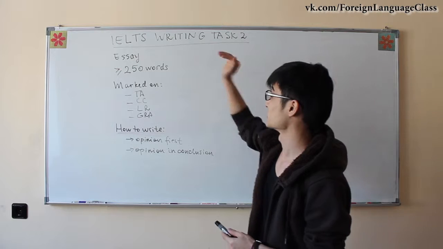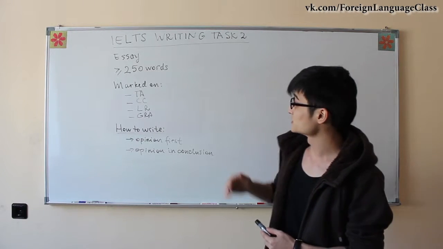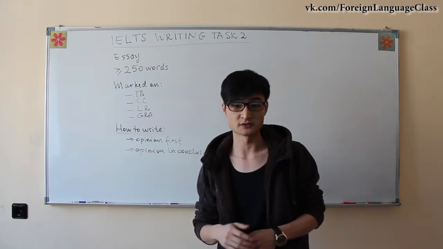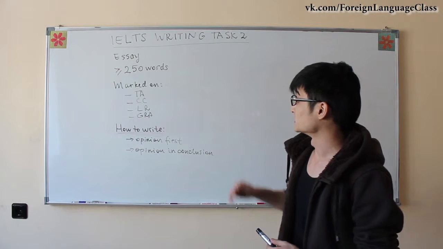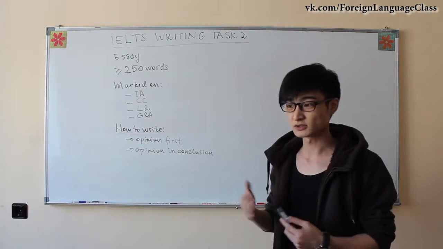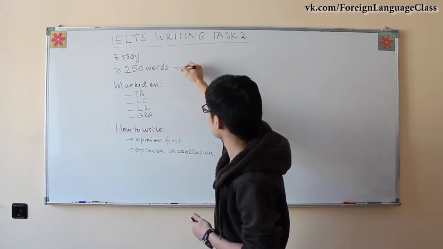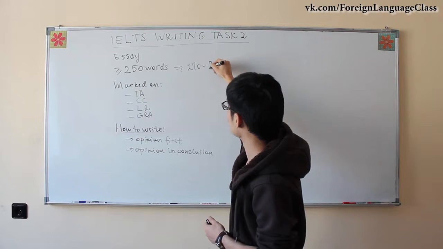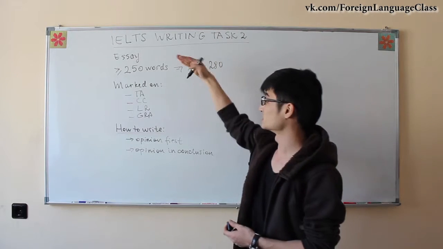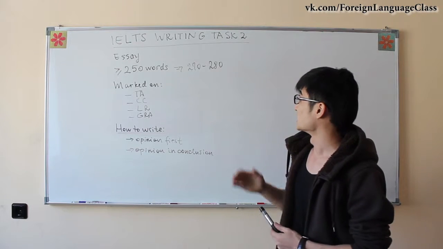Today we're going to be talking about the IELTS writing task 2. In the task 2 you are to write an essay in both the general and the academic modules of the IELTS, and with a minimum of 250 words. It's a minimum and you should actually aim at 270 or 280 words. Too much is not too good, but you have to write at least 250 words.